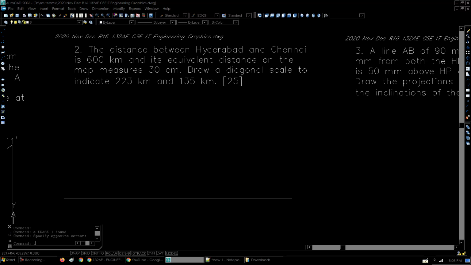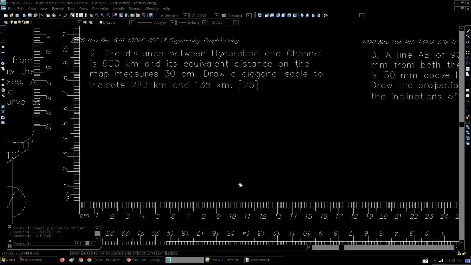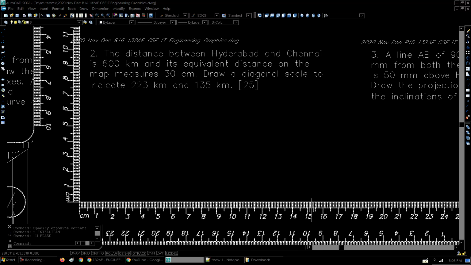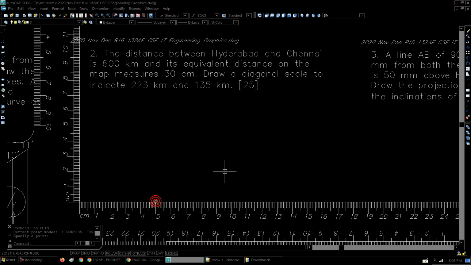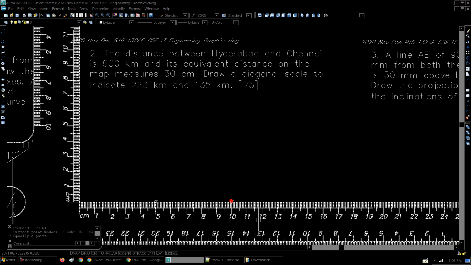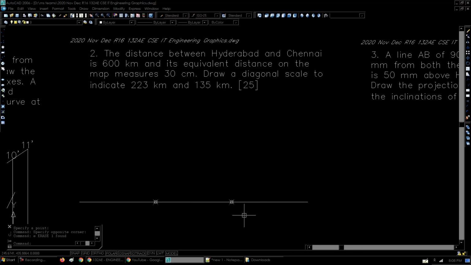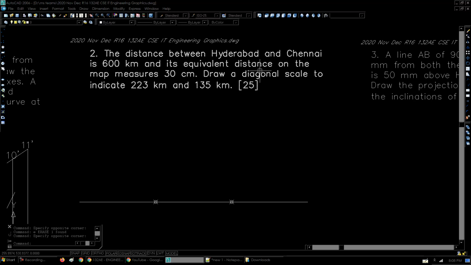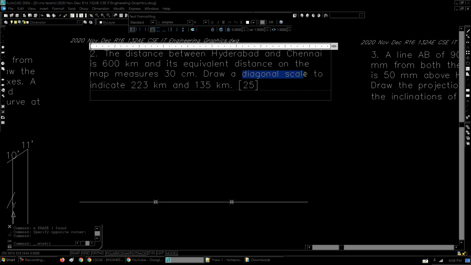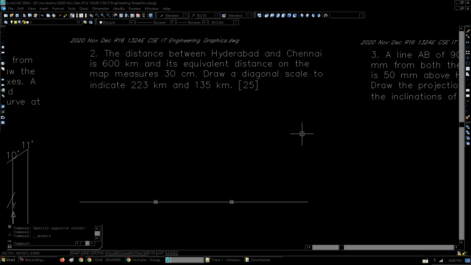Once again we can bring back our drafter, and you can see 15 centimeters can easily be divided into 3 parts. So each part will measure 5 centimeters. So a point here and a point here. That should be enough. Now we have a 15 centimeter line divided into 3 equal parts. Now we have been asked to create a diagonal scale.